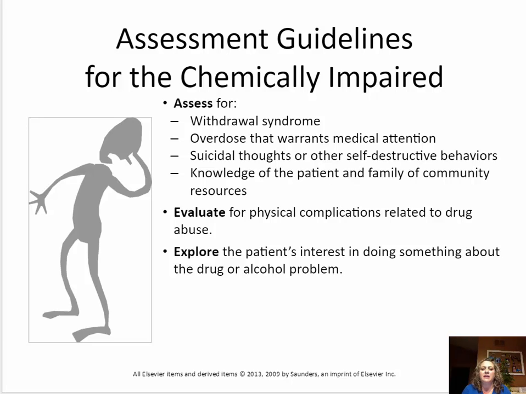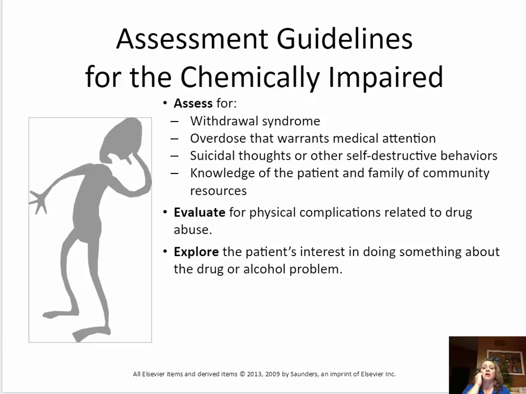Okay. Assessment guidelines for the chemically impaired. So you have a patient who is currently actively impaired. You need to assess them for withdrawal syndrome. Assess for an overdose that warrants medical attention. So that would be an overdose that is potentially life-threatening. So for example, if they have severe respiratory depression, then that would warrant medical attention. Also, if they have suicidal thoughts or other self-destructive behaviors, that may warrant one-on-one suicide precautions.